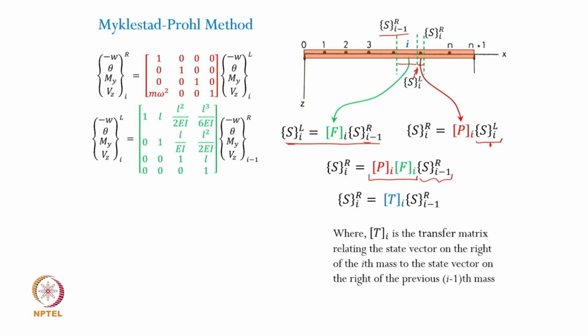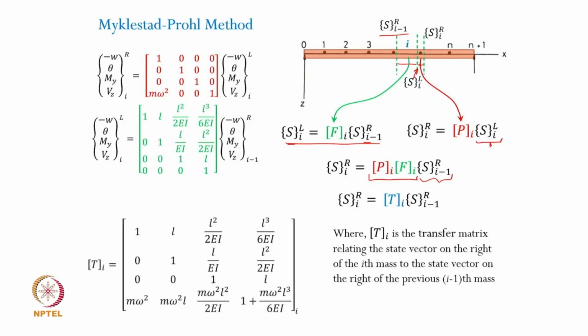we can now relate all the state variables on the right side of the ith segment to the right side of the I minus 1th segment through a matrix called the transfer matrix, that is Ti. Okay. And the transfer matrix, after you do this multiplication, this multiplied by this, the product gives you this matrix, quite straightforward. Okay. Now again, as we discussed, this is just one segment.